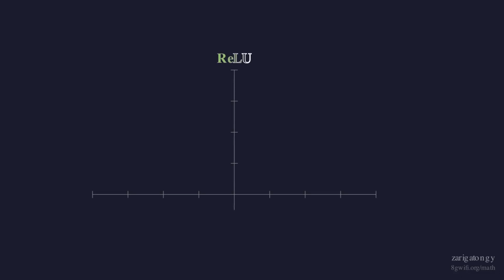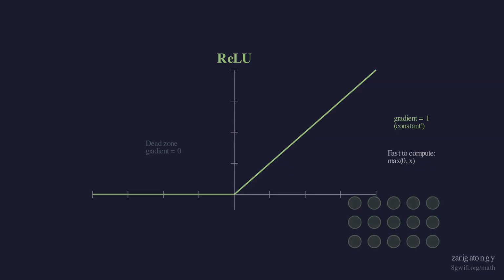ReLU, the game changer. Just max of 0 and x. For positive inputs, the gradient is always 1. No vanishing. It's dead simple to compute and trains much faster. But the left side is completely flat. Gradient 0. If a neuron's input is always negative, it dies. It stops learning forever. That's the dying ReLU problem.